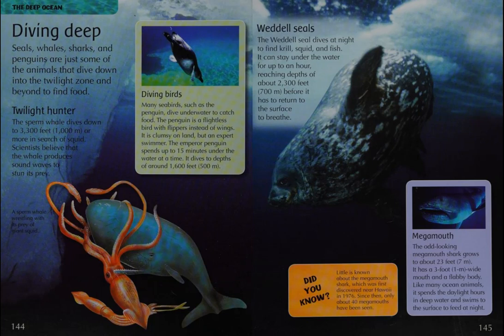Megamouth. The odd-looking megamouth shark grows to about 23 feet, 7 meters. It has a 3-foot, 1 meter, wide mouth and a flabby body. Like many ocean animals, it spends the daylight hours in deep water and swims to the surface to feed at night.